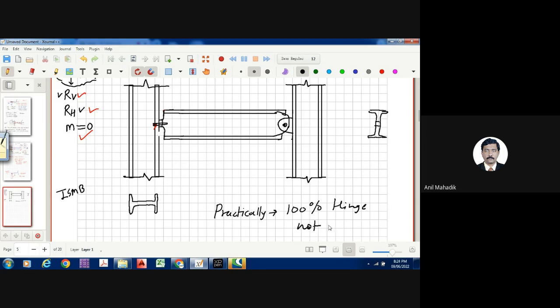Let me say 100% not possible. Because यहाँ थोड़ा तो मुझे I need to cut this web little for putting the bolt, and I should have some edge distance like this. So there will be some force possible. There will be some, this web will try to resist the horizontal, and there will be little force here.